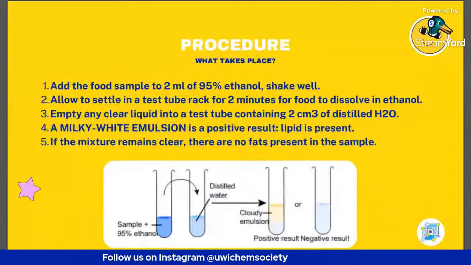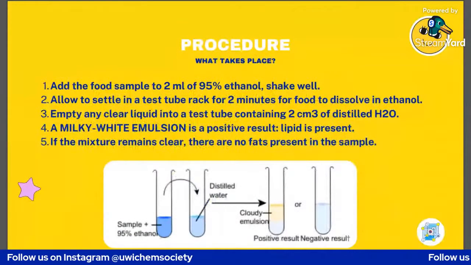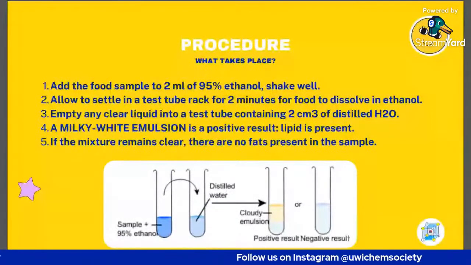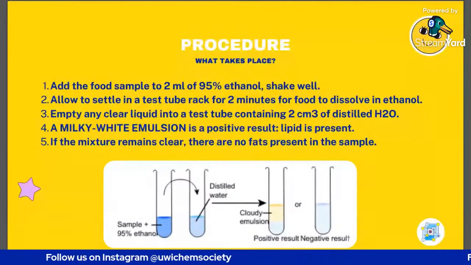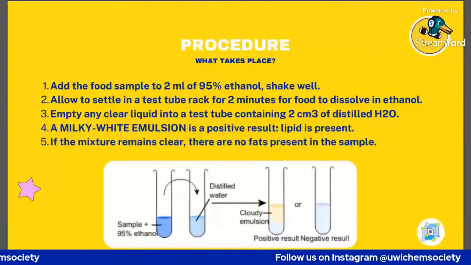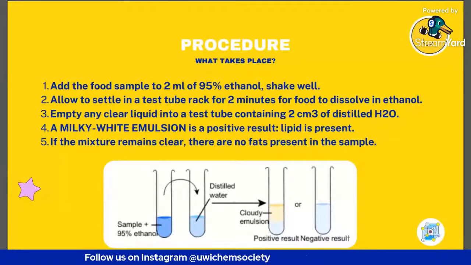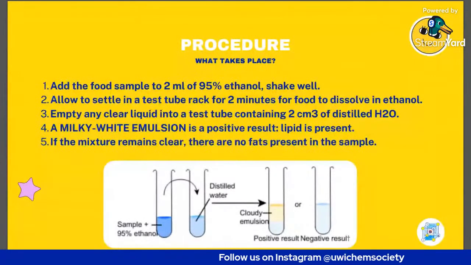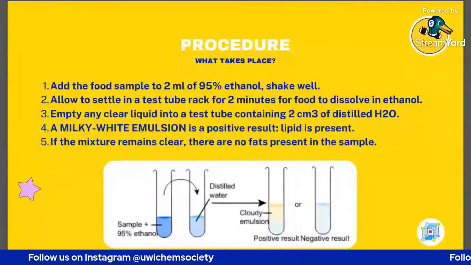All right, so the procedure is real simple. All we're doing is adding 2 milliliters of 95% ethanol to our food sample, and we're going to shake well, allow it to set in the rack for 2 minutes, and then we're going to add 2 ml of distilled water to it. If we observe a milky white emulsion, that's a positive result. That means lipid is present. If the mixture remains clear, then we don't have any fat present in the sample.